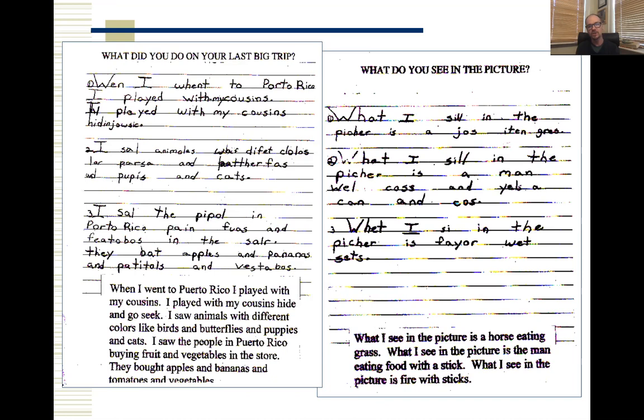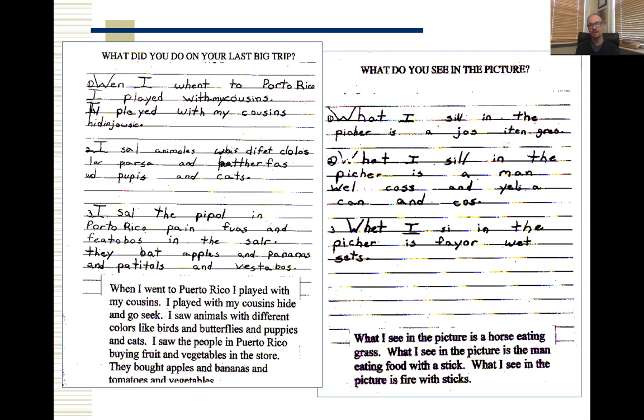And then one more, she shows a picture of a cowboy laying on the ground next to a fire in the open desert with a horse next to him. And she just says, describe what you see in the picture. What I see in the picture is a horse eating grass. What I see in the picture is the man eating food with a stick. What I see in the picture is fire with sticks. So 3 different sentences, 3 different paragraphs.